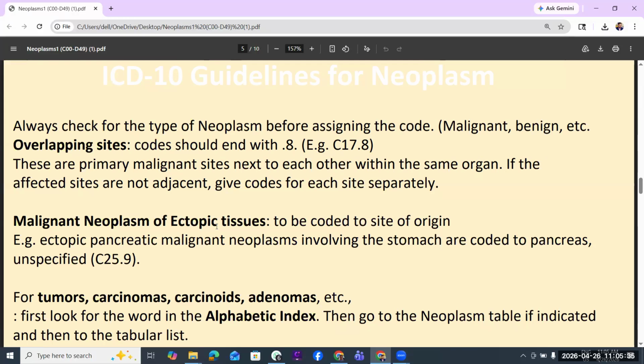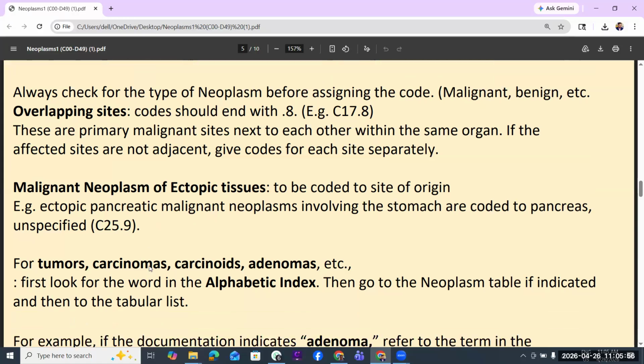Malignant neoplasm of ectopic tissue is to be coded to the site of origin. Example: ectopic pancreatic malignant neoplasm involving the stomach is coded to pancreas, unspecified. The ICD code is C25.9.